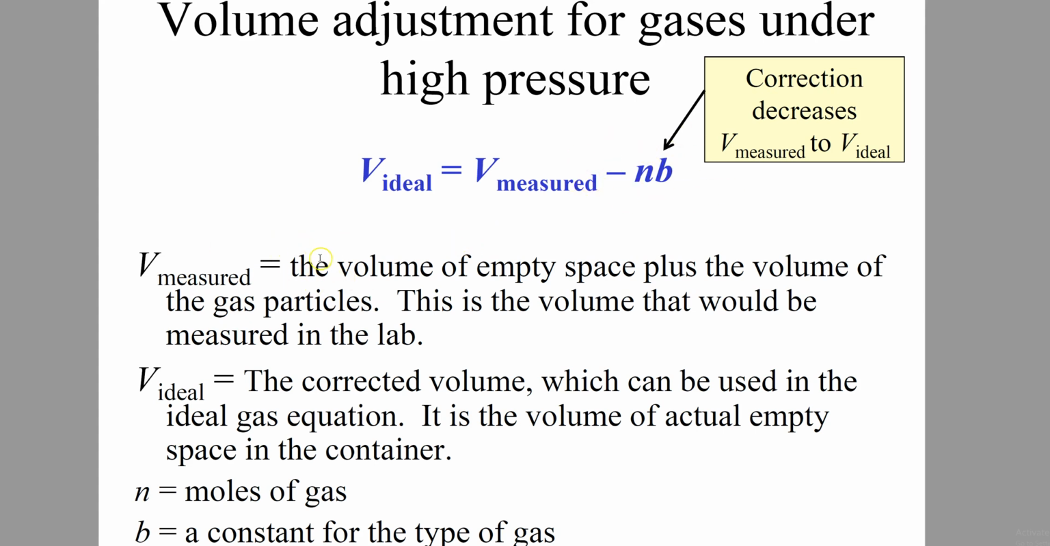Your volume is measuring the volume of the space plus the volume of the gas container. For the ideal gas, the corrected volume can be used. In this case, it would be the measure of the actual empty container. So n equals the moles of the gas, and b is a constant for that type of gas. Again, the more particles you have, the bigger that correction becomes.